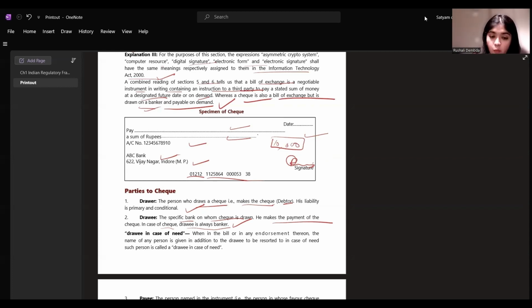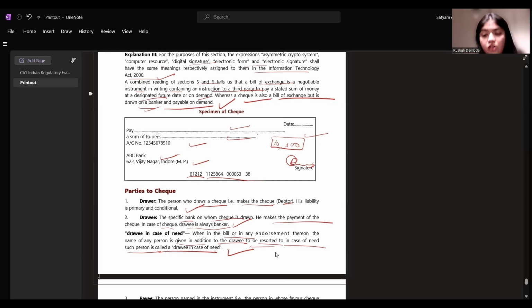Drawee in case of need. When in the bill or in any endorsement thereon, the name of a person is given in addition to the drawee, to be resorted to in any case of need, such person is called drawee in case of need. If I say to Mr. X, okay, Mr. X, if State Bank of India does not give you the amount, if they do not pay you the money, you can come to me and I am the drawee in case of need. If State Bank of India is not giving you the payment for any reason or in any way, then you have to come back to me. I am the drawee in case of need. Okay. I hope this is clear.